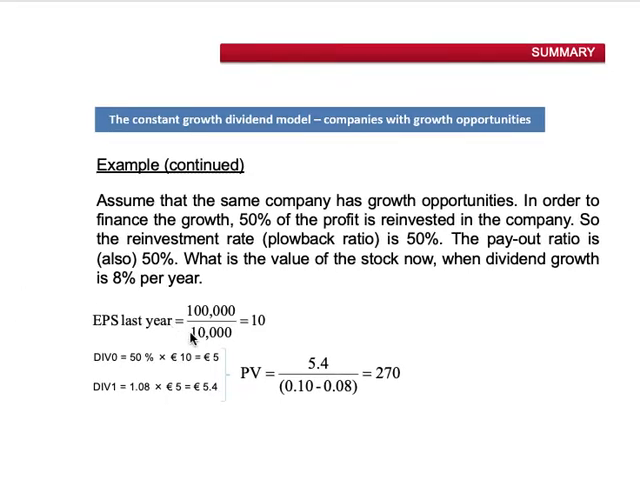Well, we know that the earnings per share last year were €10. However, this year, the company is going to reinvest it in the business, earning 8%. So the dividend expected at the end of the first year is going to be €5.40. Then the cost of equity is 10%, the growth rate is 8%. That gives us a new stock price of €270.